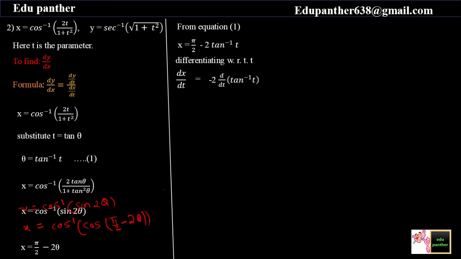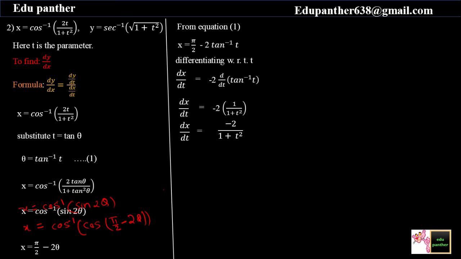Okay, now pause your video at this time and write the derivative of tan inverse of t. Now check whether your answer is correct or not. So the derivative of tan inverse is 1 upon 1 plus t square. So our final answer is dx by dt is equal to minus 2 upon 1 plus t square. So we have got the derivative of x with respect to t.